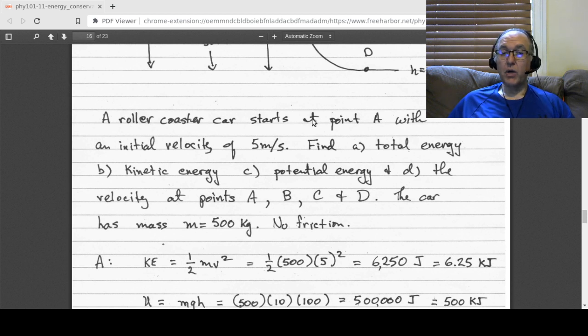All right, so at each one of those 4 points, I want you to tell me what is the total energy, what is the kinetic energy, and what is the potential energy, and then find the velocity. Now, you don't have to do this in this order. Sometimes you'll know the total energy before you know the kinetic and potential. That's okay. As long as you get all four of those at those 4 points, that's all I'm asking for. All right, so let's do it.